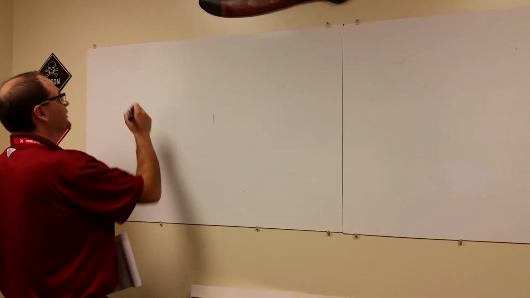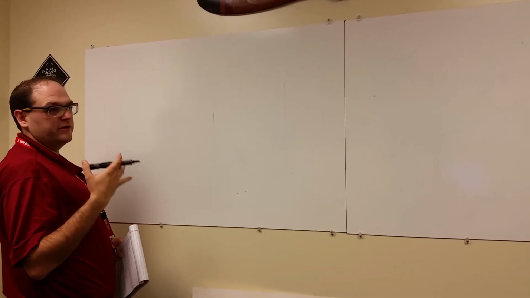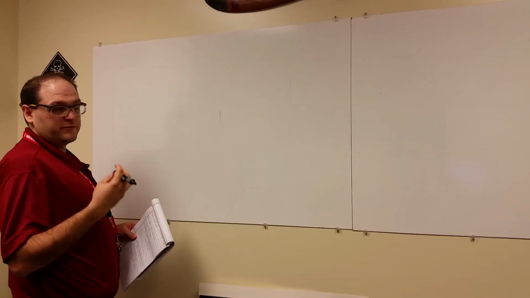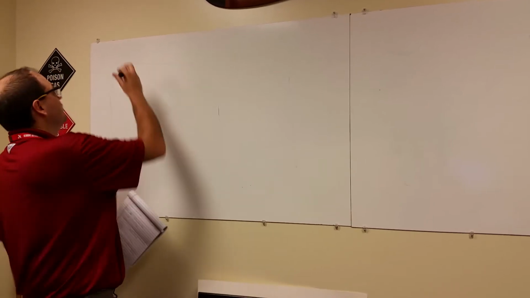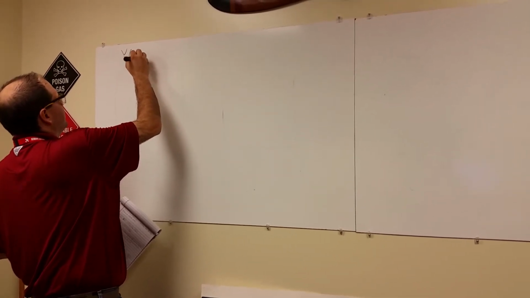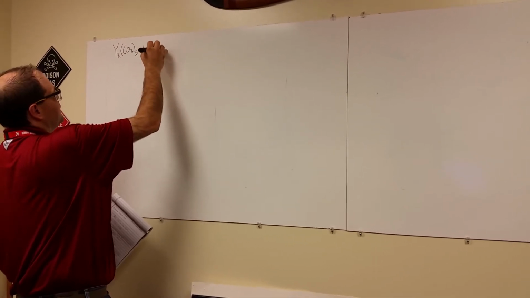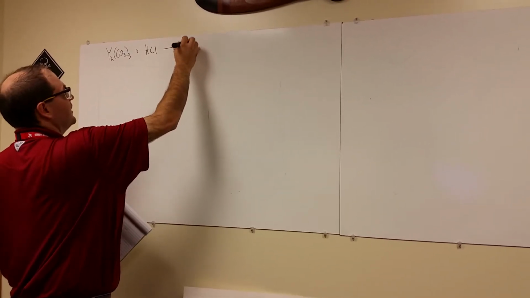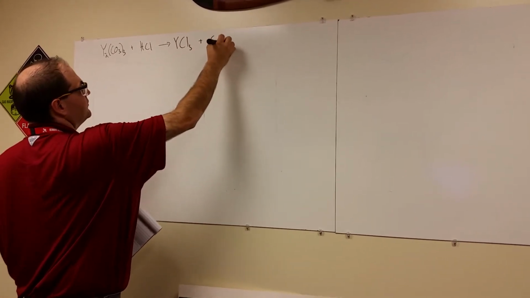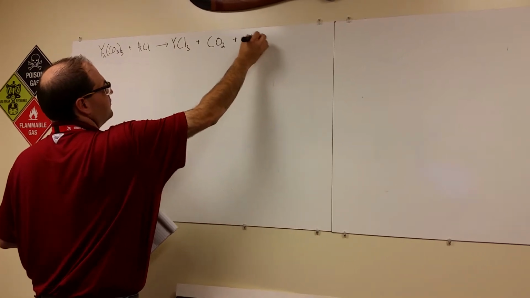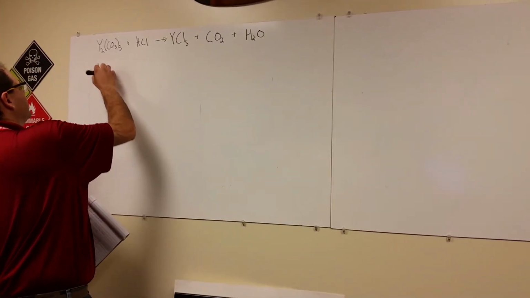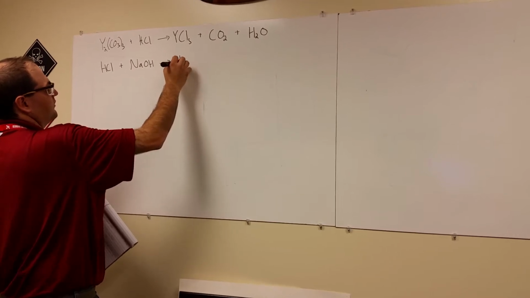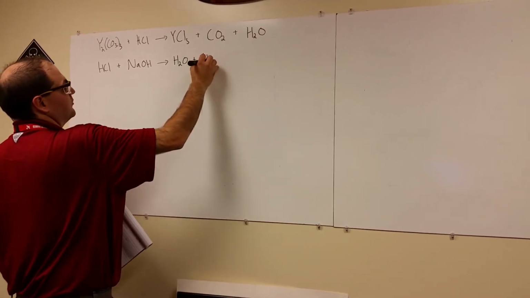Alright, so one of the questions on the homework is if you're given a mass of impure yttrium carbonate and you're asked to find the mass percent of the yttrium carbonate, but you're given the equation Y2(CO3)3 plus HCl goes to YCl3 plus CO2 plus H2O, and then you're given the equation HCl plus NaOH, and that's going to go to water plus sodium chloride.